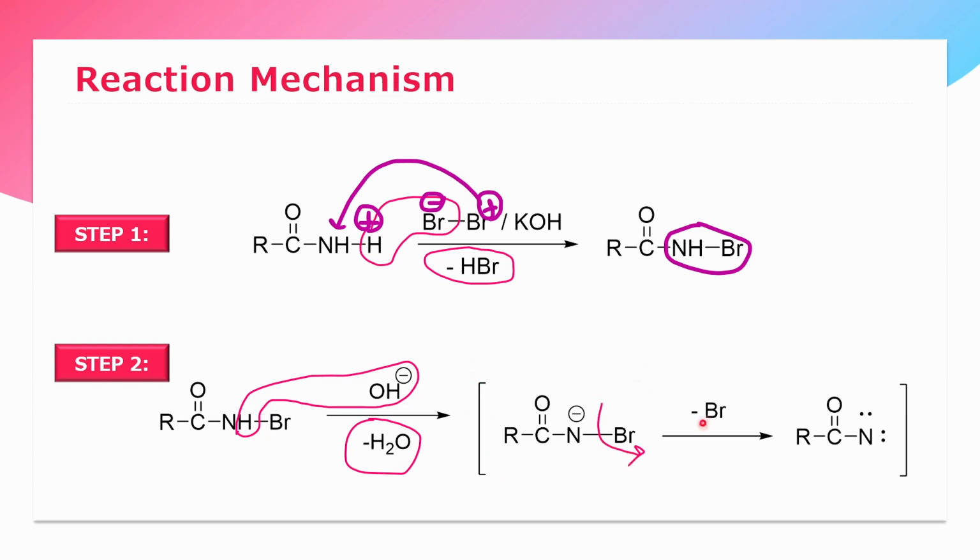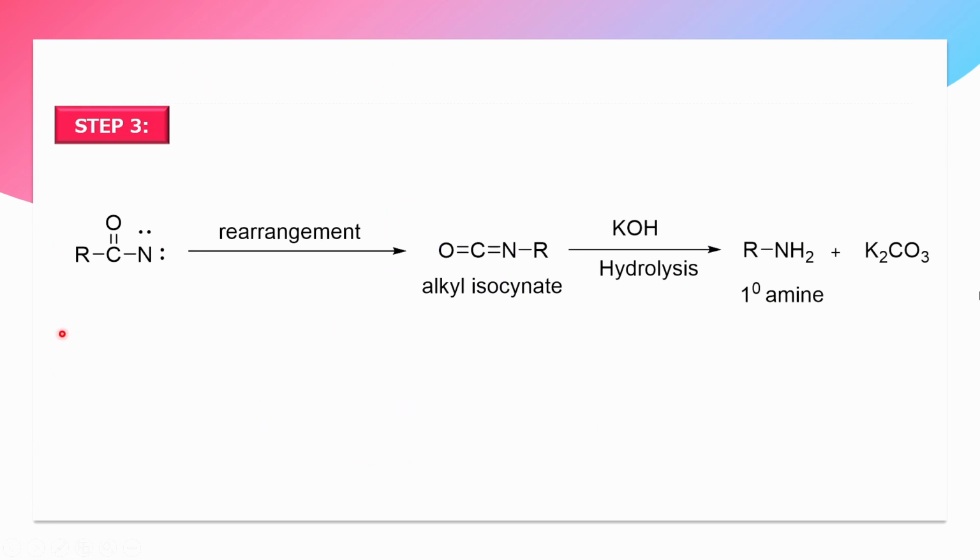and this entity would undergo a rearrangement process after the expulsion of bromine to get an acyl nitrene. In the third step, this acyl nitrene would again undergo further rearrangements to give us an alkyl isocyanate, and then hydrolyzing it with KOH, we would get a 1-degree amine. So this is how we use Hofmann bromamide degradation to get amines.